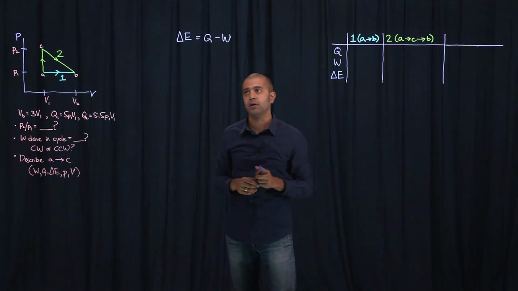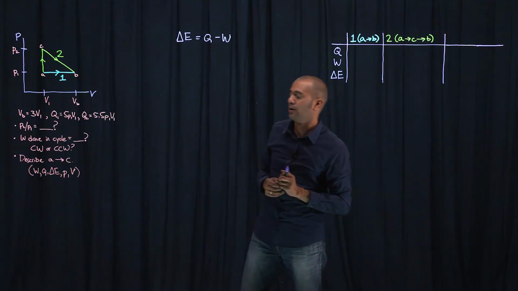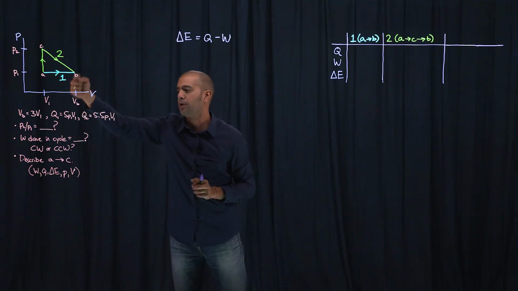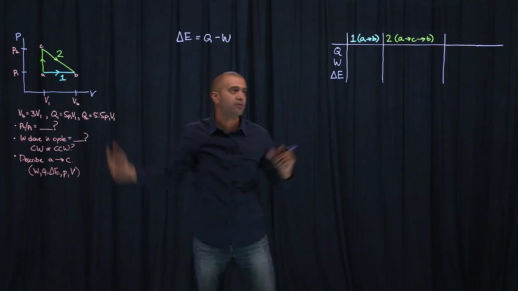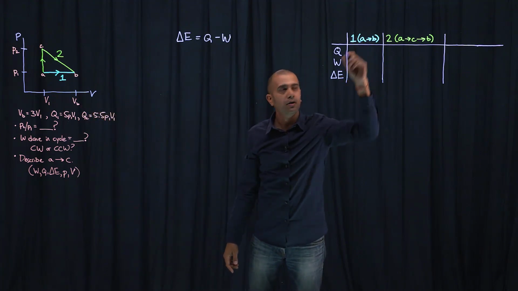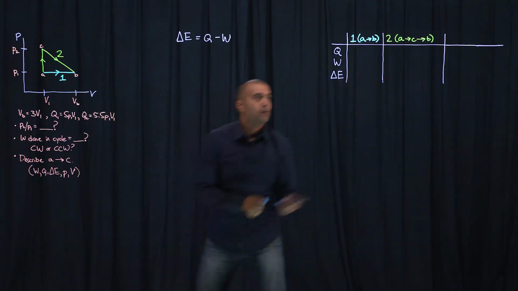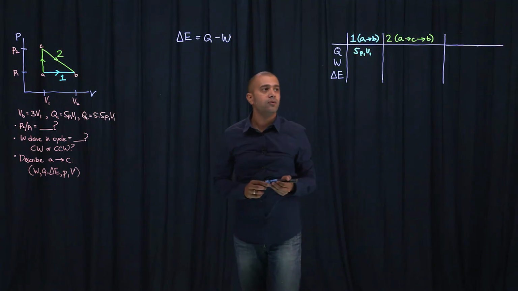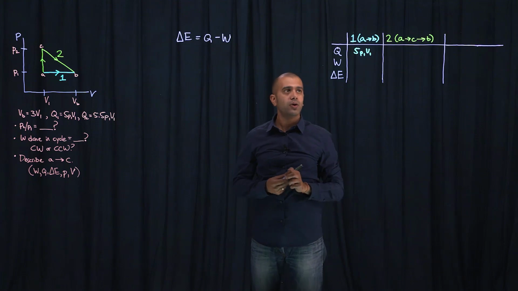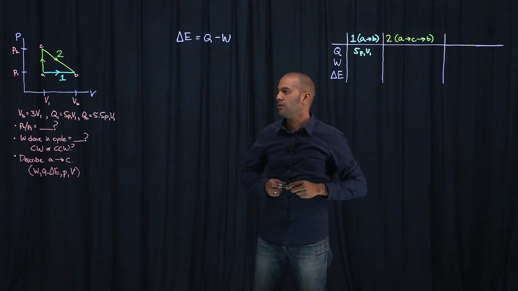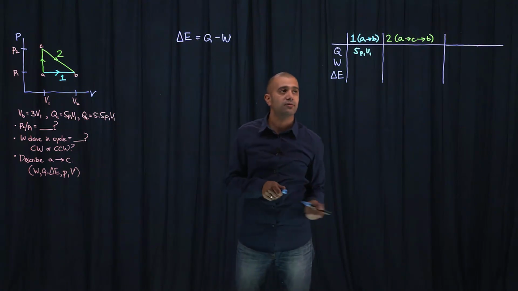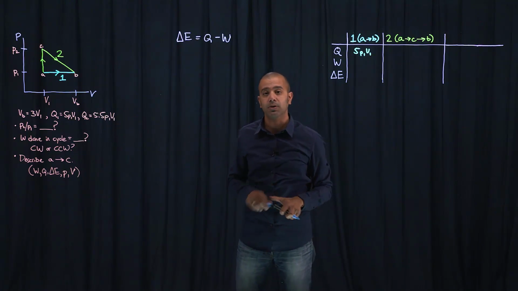So let's go ahead and fill in what we know here. The first thing we know is that the heat taken up along path 1 is 5 P1 V1. So I can just fill that in here, and I'll write it in blue. Then let's just fill in this column for path 1 for now, and I'll have you do path 2. For path 1, the heat is given explicitly in the problem.